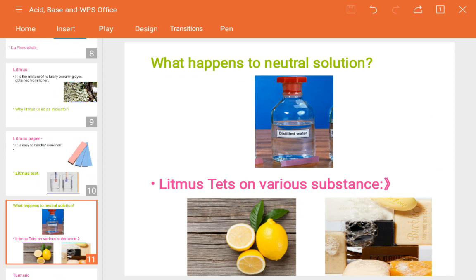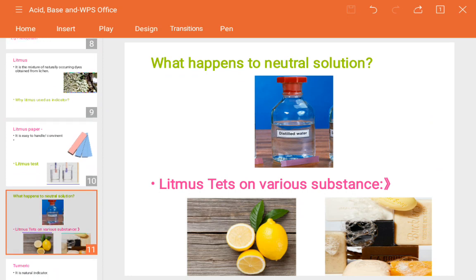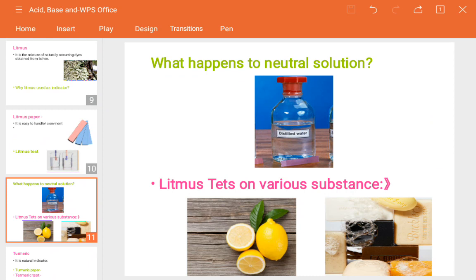Now the litmus test on various substances, like soap and lemon. As I have told you, if you put a blue or red litmus paper into different solutions and no change happens, it means that it is neutral.